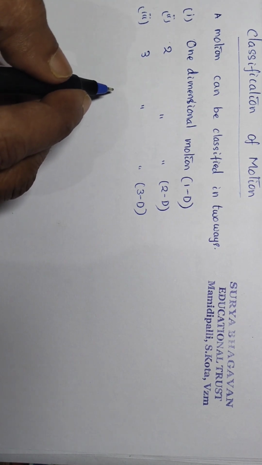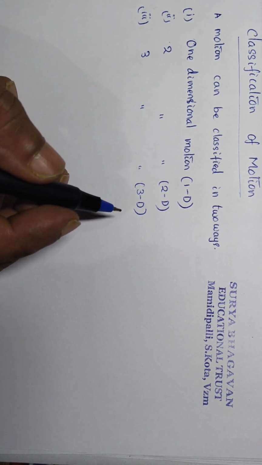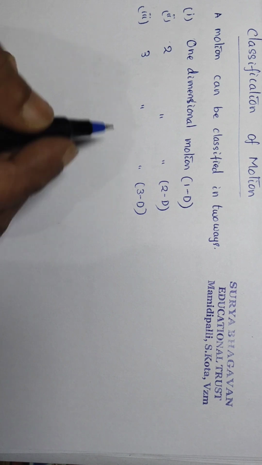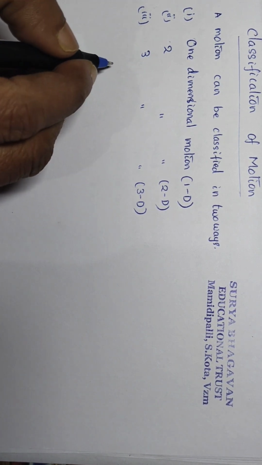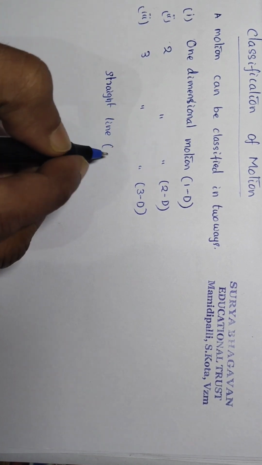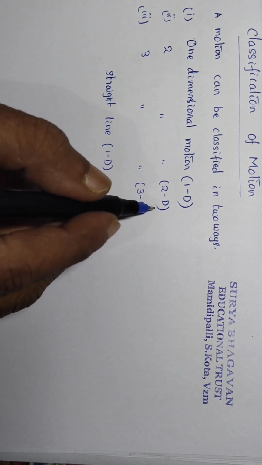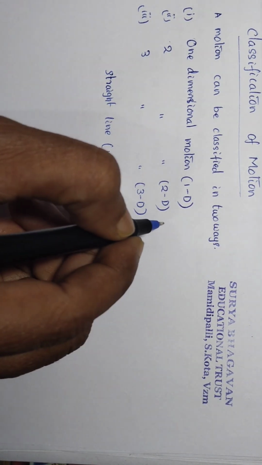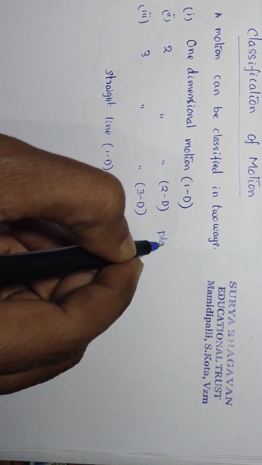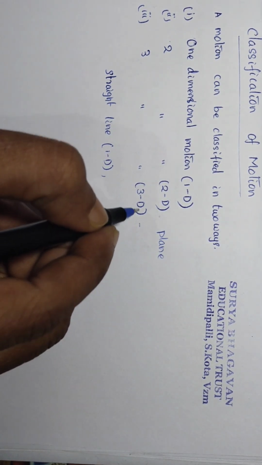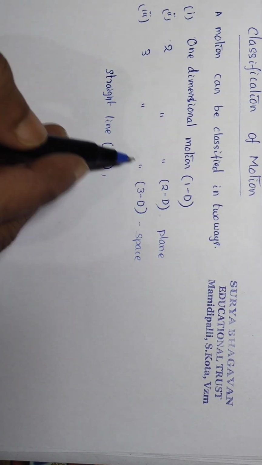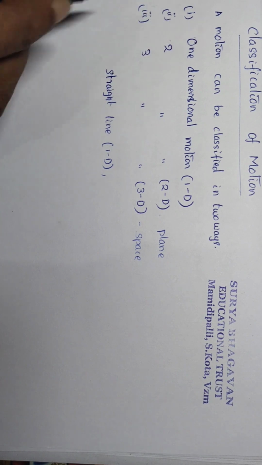In one-dimensional motion, the particle moves in a straight line. In two-dimensional motion, the particle moves in a plane. And in three-dimensional motion, the particle moves in space. So if the particle moves in a straight line, this is called one dimension. If the object moves in a plane, it is called two-dimensional motion. If it moves in space, it is called three-dimensional motion. This is the one way of classification of the motion.